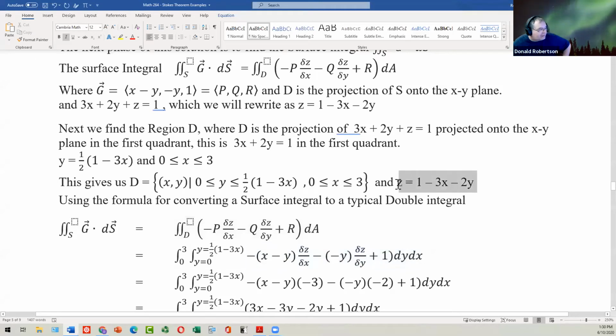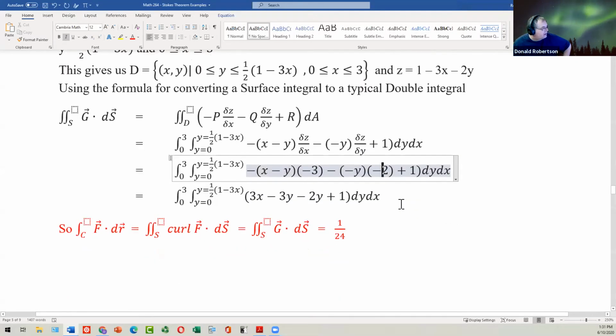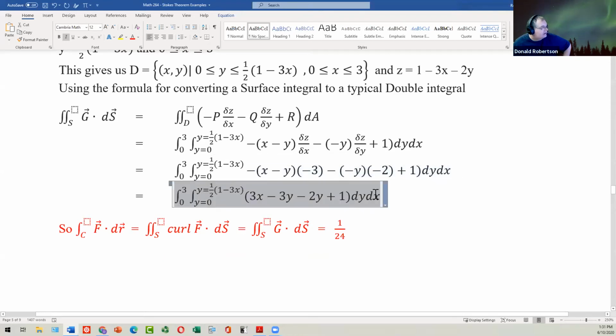You get them from this fella, right? The equation of the plane. If you rearrange the equation of the plane in the format z equals, it looks like this guy. So if you're wondering where dz by dx is, it's this derivative, and that's where -3 came from. And dz by dy is this guy with respect to y, and that's where the -2 came from. So you tidy this all up, and you get this fella.